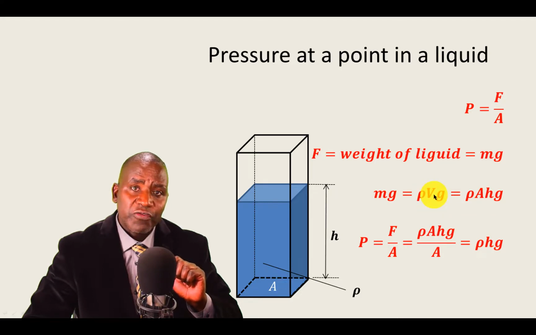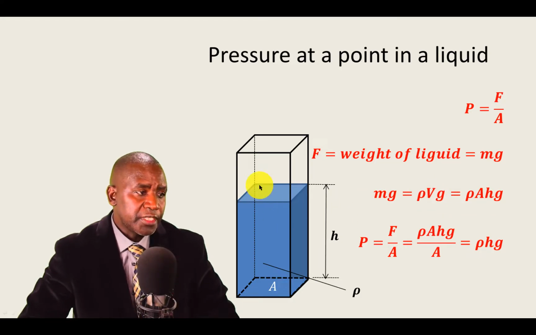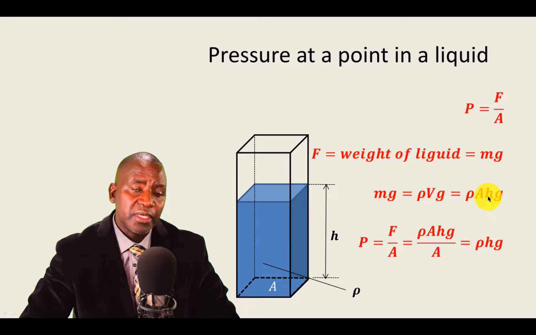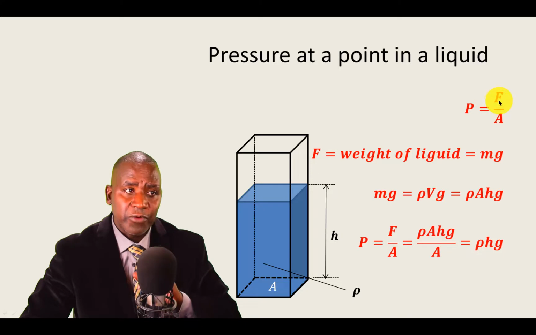The volume of the liquid is the volume of this shape, this blue shape here. And it will be given by the cross-section area, which is A times H. So that is how we get the volume of this liquid. So V is A times H. So we've got the weight of the liquid, which is rho A H g, which will give us the force.